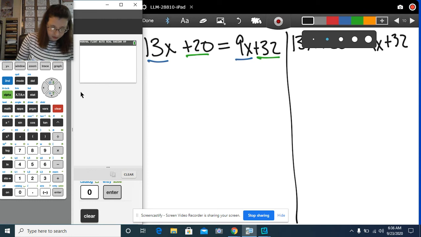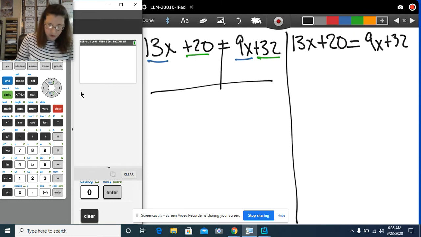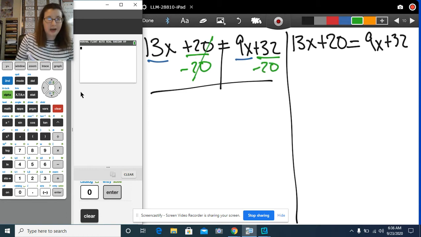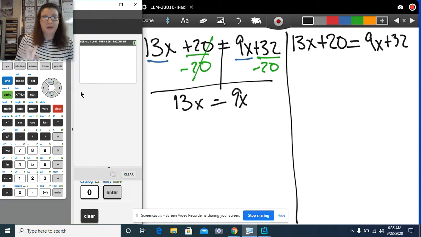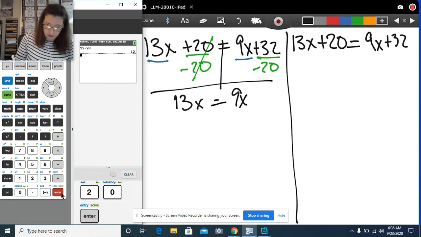I'm going to start this by subtracting this 20. I have a positive 20 on the left side. And so to make this 0, the opposite of positive 20 is the inverse, so it's a negative 20. That leaves me with my 13x and my 9x because I've not done anything to those parts of the equation. And then I take 32 and I subtract 20 and I get the number 12. So on this side, I do plus 12 because it's a positive 12.